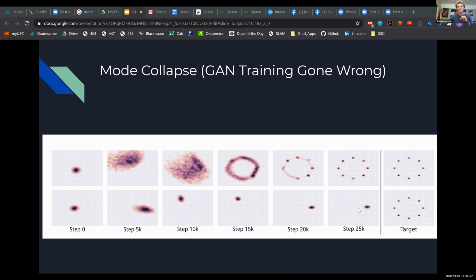It kind of just produces an oversimplified version that perfectly fools the discriminator, but doesn't fool it in the way we want. So that's just one of the many things that can go wrong with GAN training, but it's sort of the easiest to see visually, and this is something you need to watch out for in your training of the GAN.